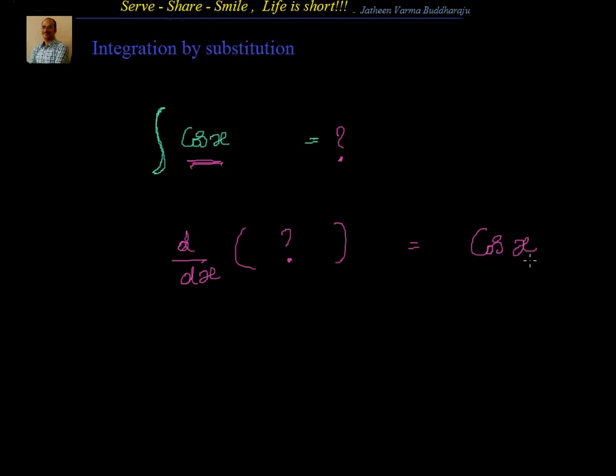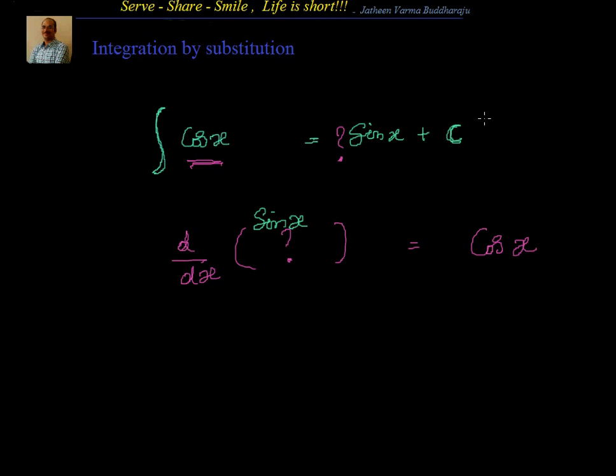Now we know that cos x is the derivative of sin x, because the derivative of sin x is cos x. That means the integral of cos x is equal to sin x plus c, the whole family of functions which have sin x plus a constant which can take any value.